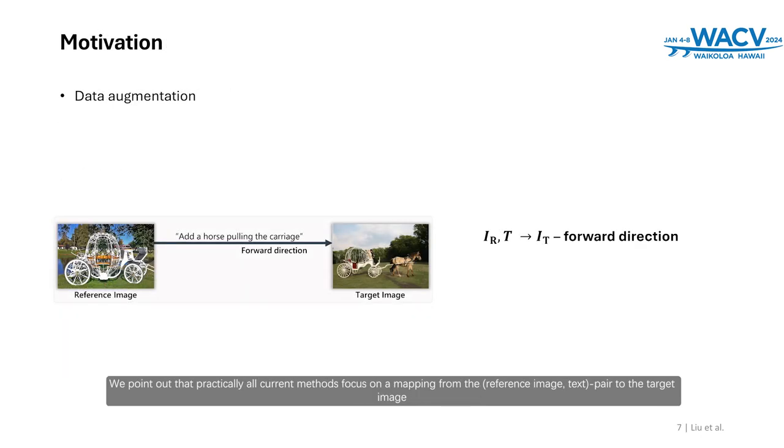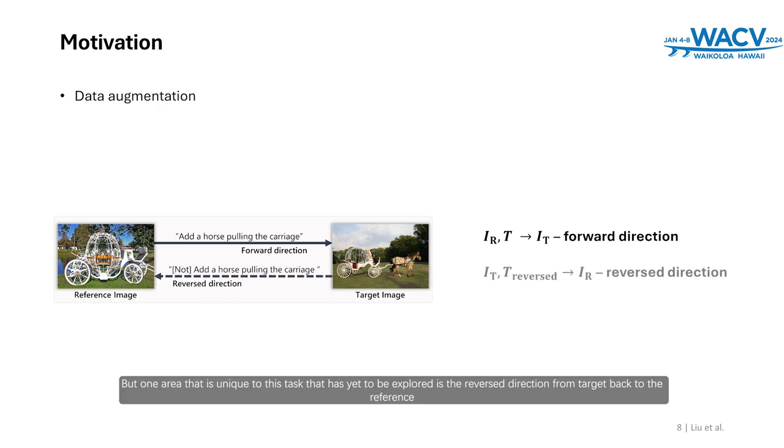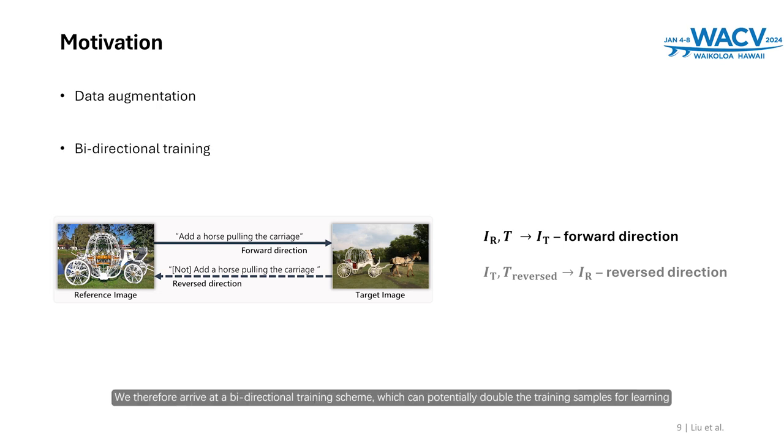We point out that practically all current methods focus on the mapping from the reference image and text pair to the target image. We call this the forward direction. But one area that is unique to this task that has yet to be explored is the reverse direction from target back to the reference. We therefore arrive at a bidirectional training scheme, which can potentially double the training samples for learning.